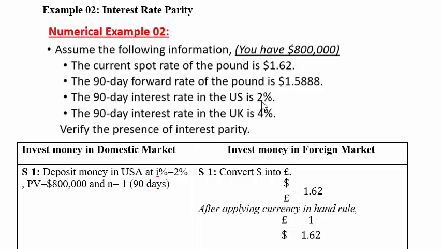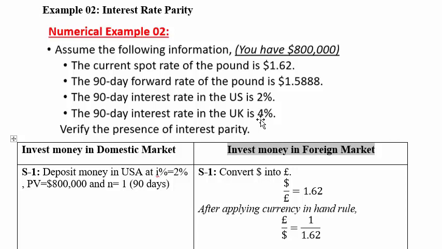Normally interest rates are shown on an annual basis, per annum, but here this 2% does not represent 1 year, it represents exactly the same 90 days. And the 90-day interest rate for the UK is 4%, so in the US it is 2% and for the UK it is 4%. As a US citizen, if you have $800,000, you have an option to deposit money in your domestic market or in a foreign market. If you deposit money in the domestic market, you receive 2% interest on your investment, while if you choose to invest in UK or British pounds, you will receive 4% interest on your deposits.